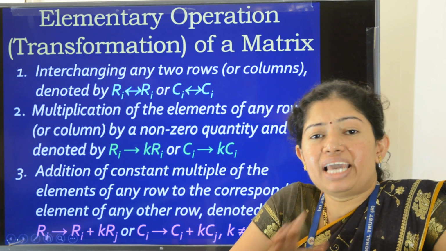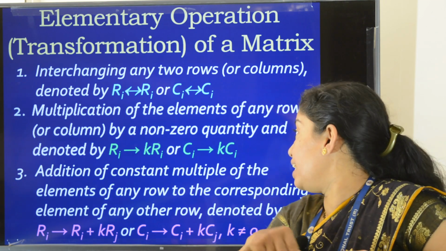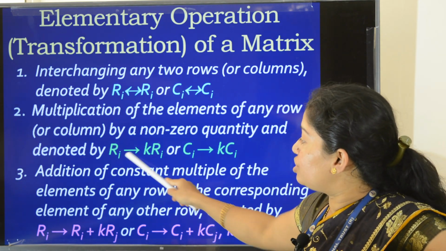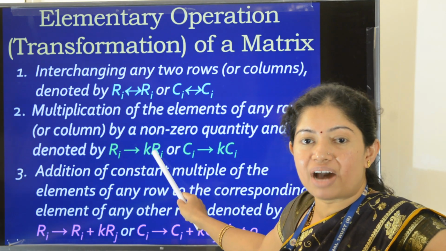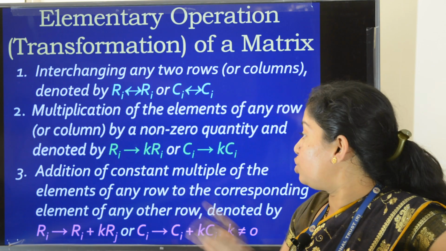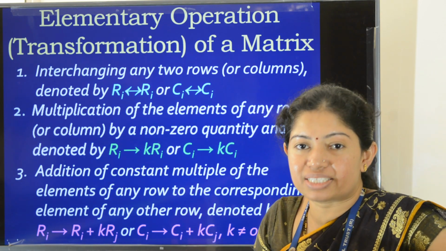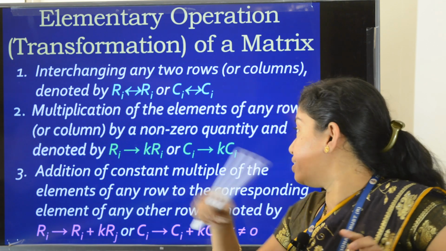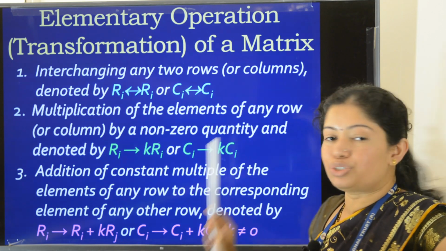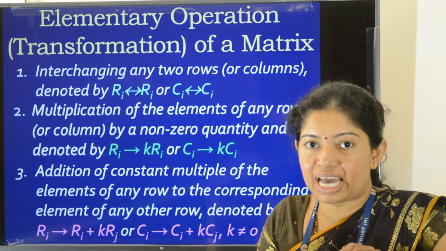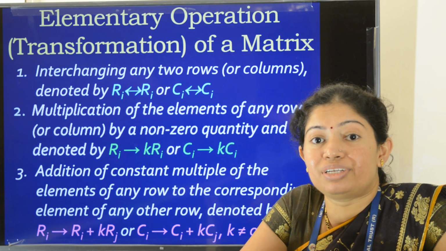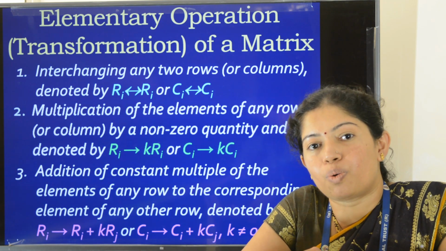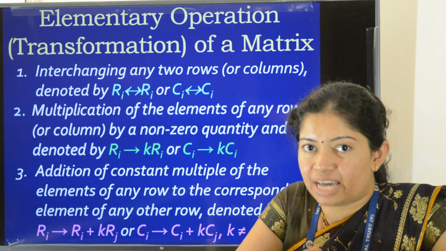The second elementary operation is multiplying the elements of any row by a scalar k. That you can represent like this: Ri changes to k times Ri, meaning the ith row you are multiplying by the scalar k. Similarly for column you can denote Ci changes to k times Ci. So the second elementary operation is that we can multiply elements of any row by a non-zero scalar k.